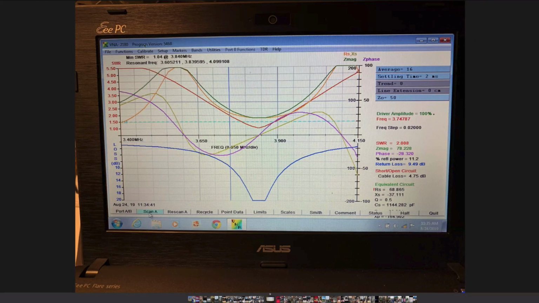This is my dipole I'm analyzing, and this gives you a lot of information. You want the return loss to be high dBs, which means minimal loss. You can see up here my antenna is resonant at 3.840 megahertz and SWR is 1.04. This information over here pertains to this marker that you see. You want your phase angle at zero and SWR right at one, and then 50 here on your impedance line. And so it tells you all that sort of thing.